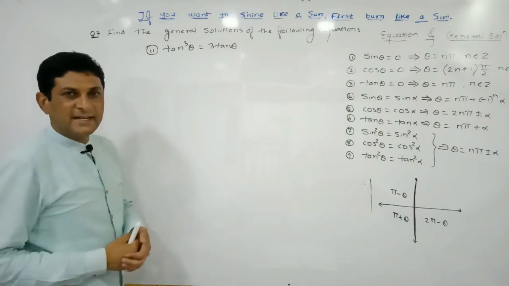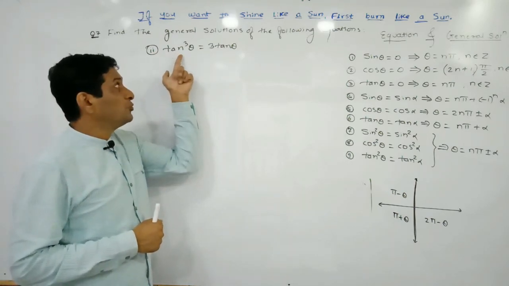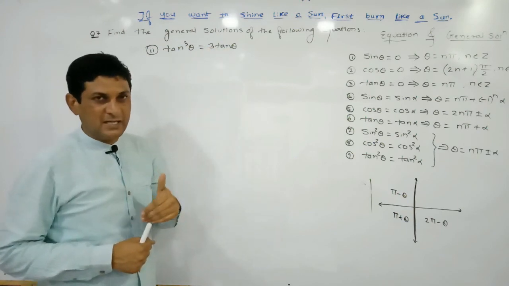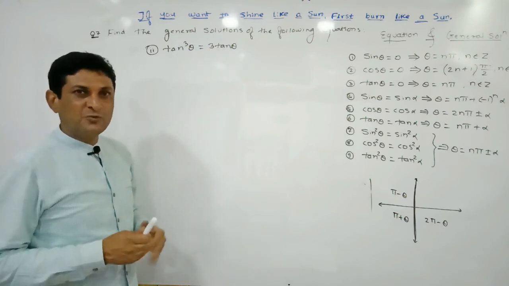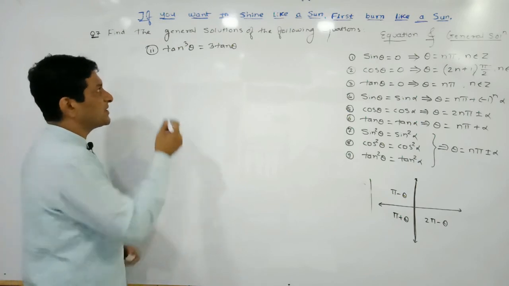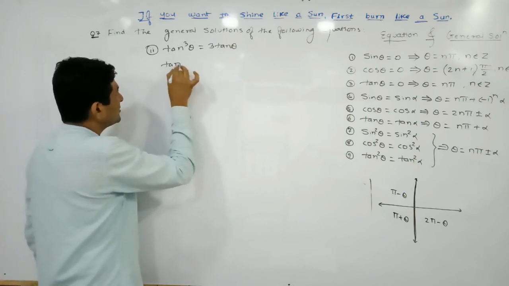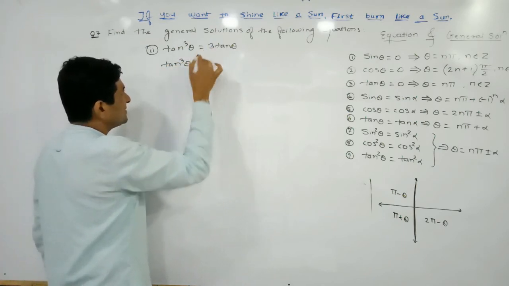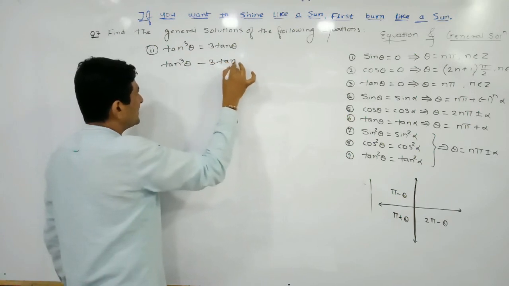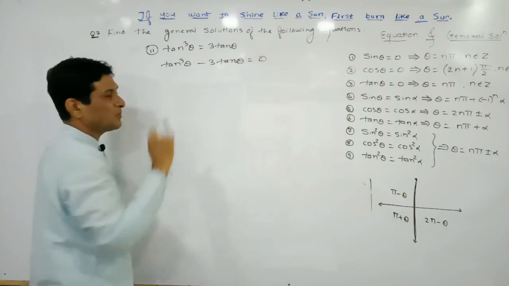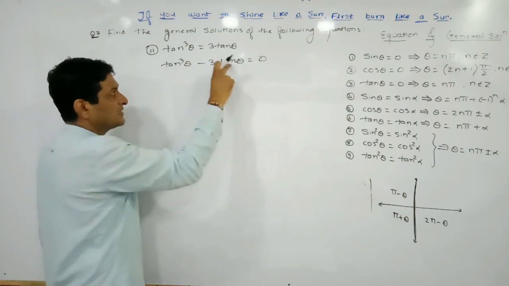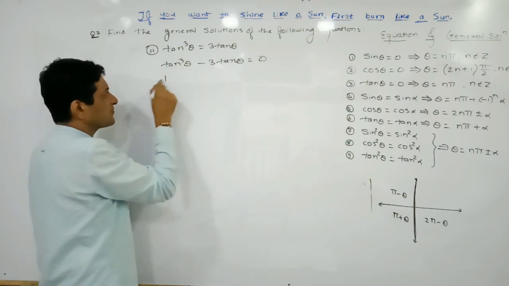See, in the second example, the given equation is tan cube theta is equal to 3 tan theta. Again here also we are trying to factorize the given trigonometric equation. So keep this tan cube theta as it is, the plus term on this side will become minus 3 tan theta, and on the right hand side we will get 0.